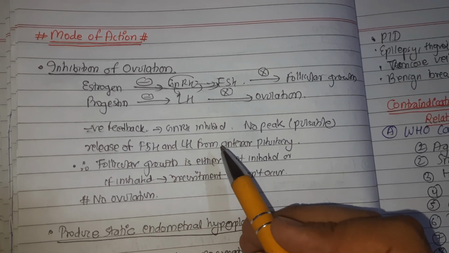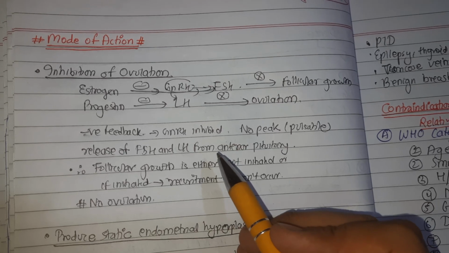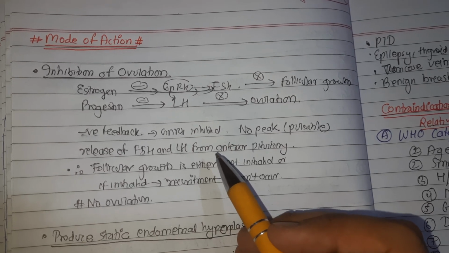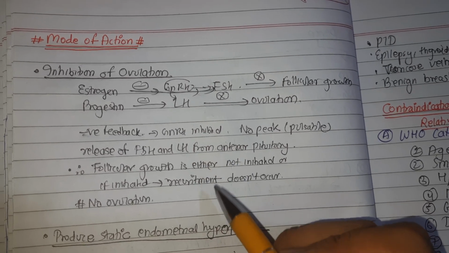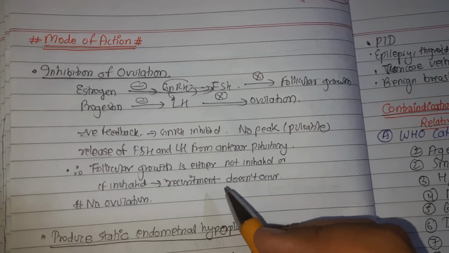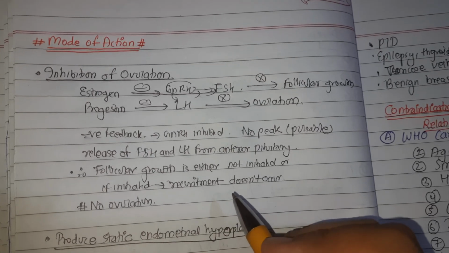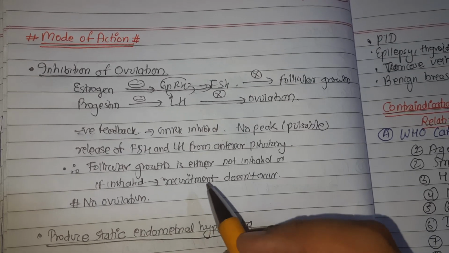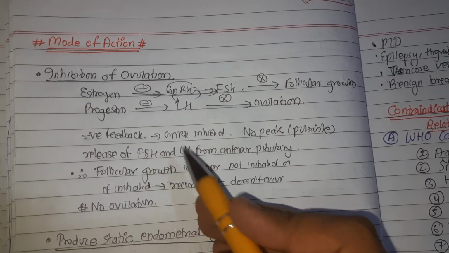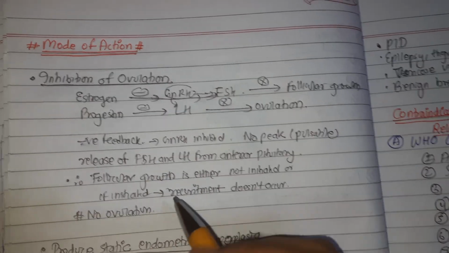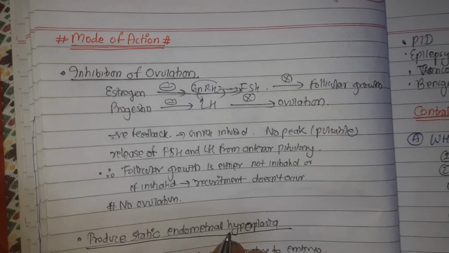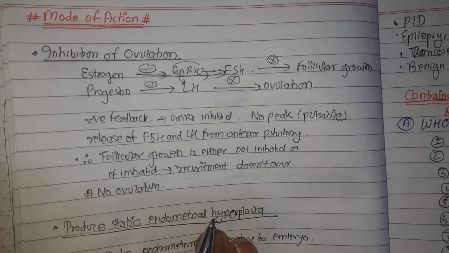Thus, there is no peak pulsatile release of follicle stimulating hormone and luteinizing hormone from the anterior pituitary. So follicular growth is either not initiated, or if initiated, recruitment doesn't occur. There is no ovulation, and that is the main mechanism of action. Inhibition of ovulation is the main way this combined oral contraceptive pill acts.